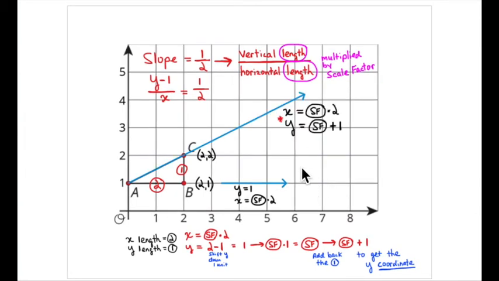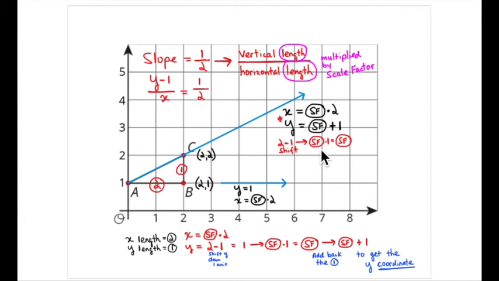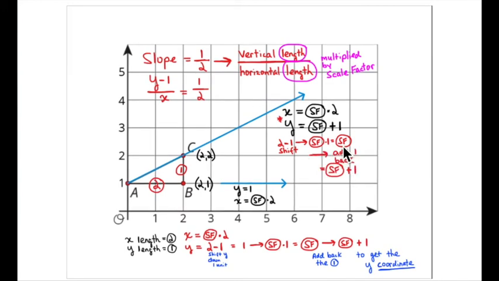But then to figure out where the point is on the line, the x-coordinate is scale factor times 2, but the y-coordinate is the scale factor. It's really the scale factor times 1, which equals the scale factor. But then you have to add this 1 back. This 1 right here has to get added back to get up to that coordinate. So 2 minus 1 shifts. The scale factor times 1 is equal to the scale factor. And you have to add that 1 back.